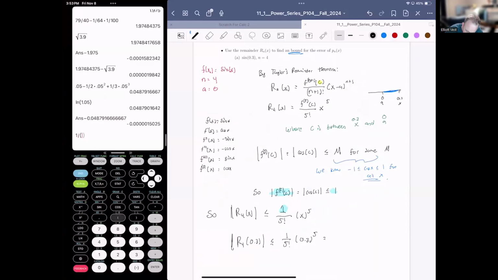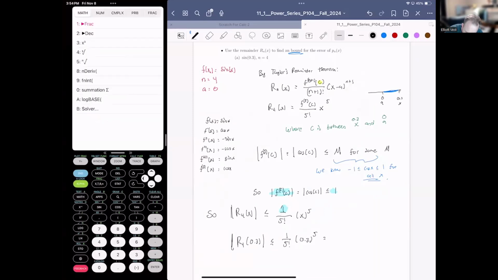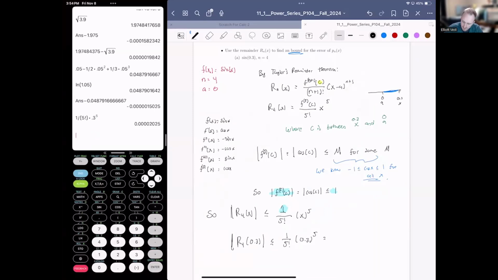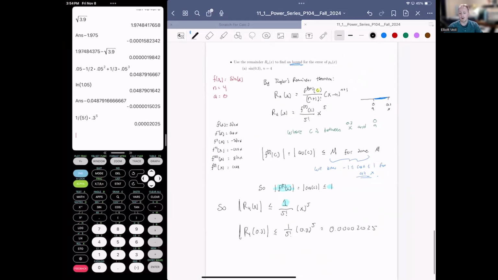1 divided by 5 factorial. Probably could have just done 5 times 4 times 3 times 2 times 1, but whatever. Times 0.3 to the fifth. That is 0.0000225. Why is this important here?